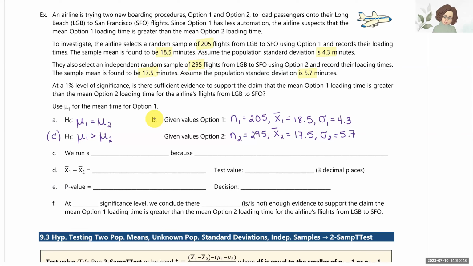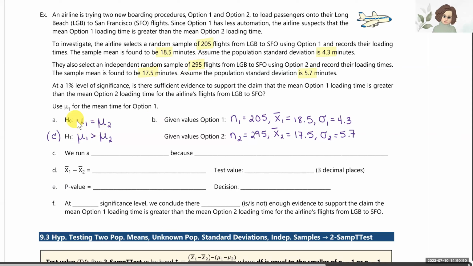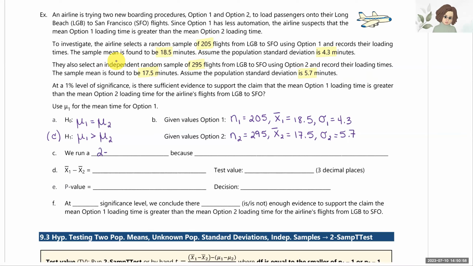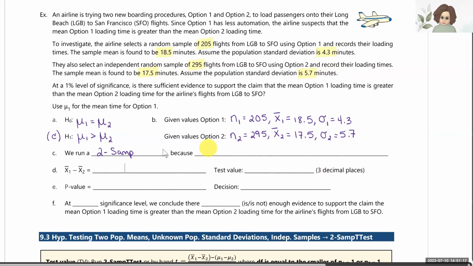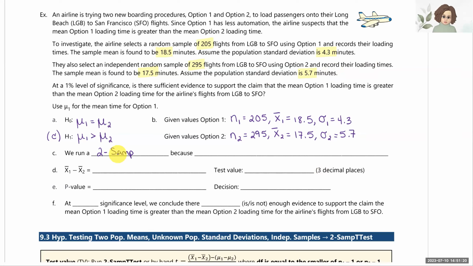All right, so we're conducting a hypothesis test of two population means where samples were taken independently. So it's going to be a 2 sample test. And our choice will either be Z or T, as we did previously when we were looking at just one population. So we're going to see if the standard deviations of the populations were provided, and they were. So it's going to be a 2 sample Z test.